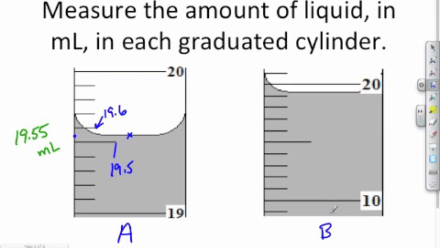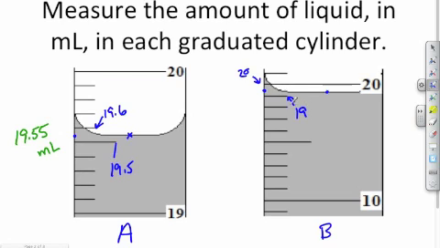Alright, let's do the same with the liquid in graduated cylinder B. If I look up here, my meniscus falls somewhere between this mark right here, which would be 19, and the mark of 20 that we see here with this big mark on our graduated cylinder. So again, the rule is to estimate one digit beyond your smallest mark.